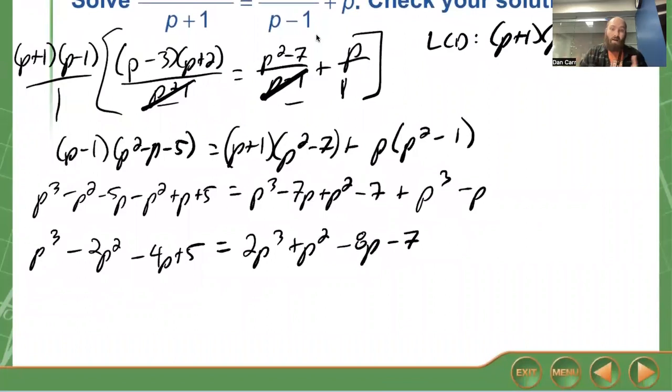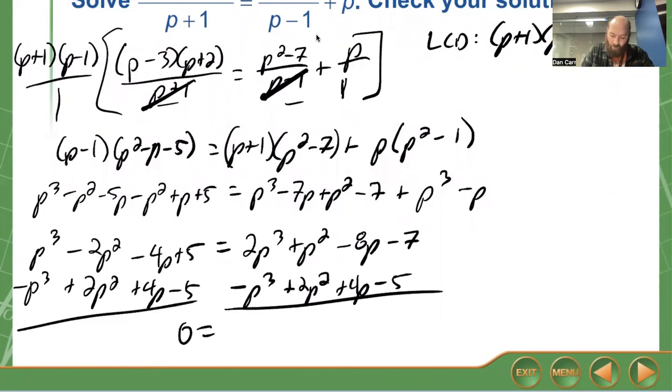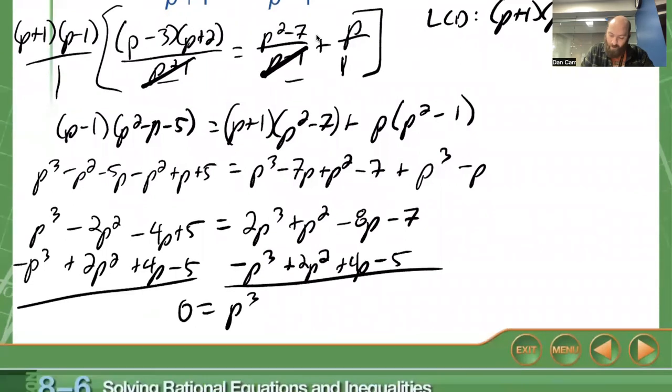All right, so let's combine everything to one side to go from there, solving. So if I subtract this over, add this over, add this over, and subtract that over. So minus p to the third plus 2p squared plus 4p minus 5. Okay, so 0 equals p to the third plus 3p squared minus 4p minus 12.